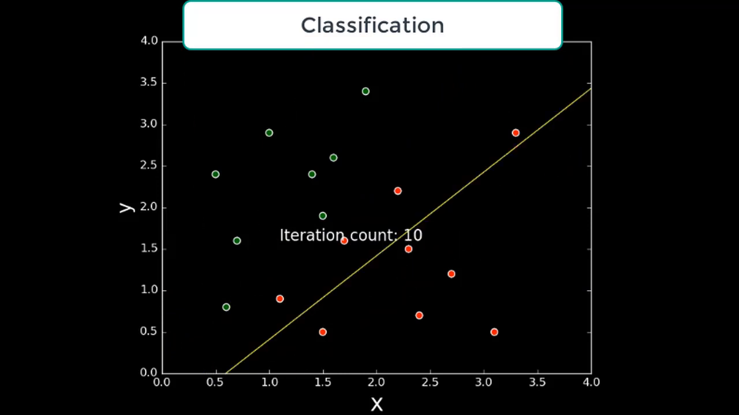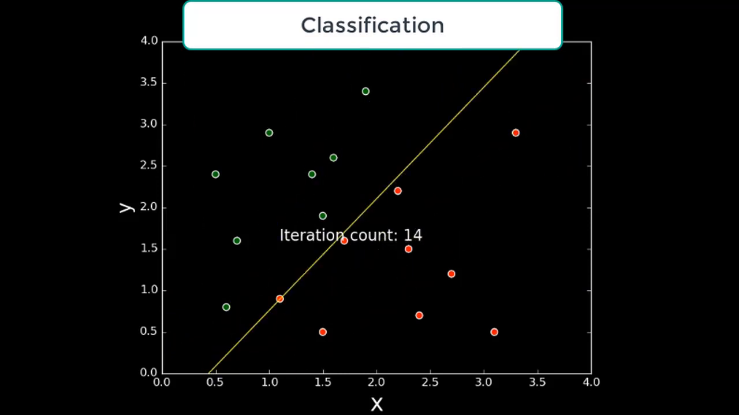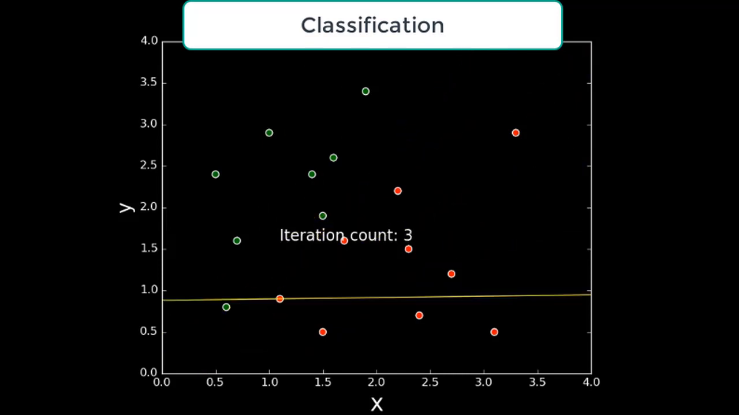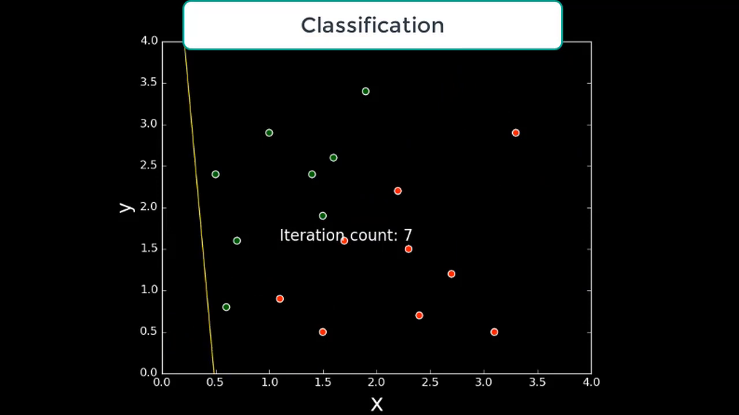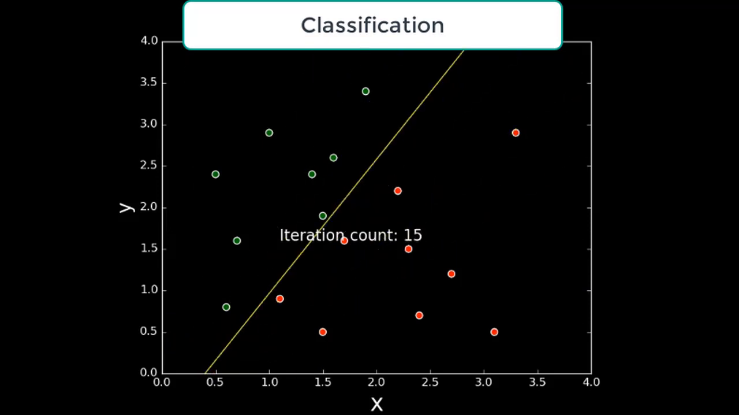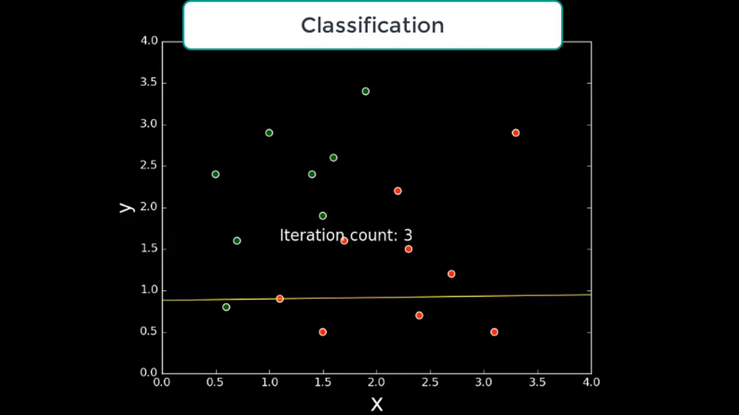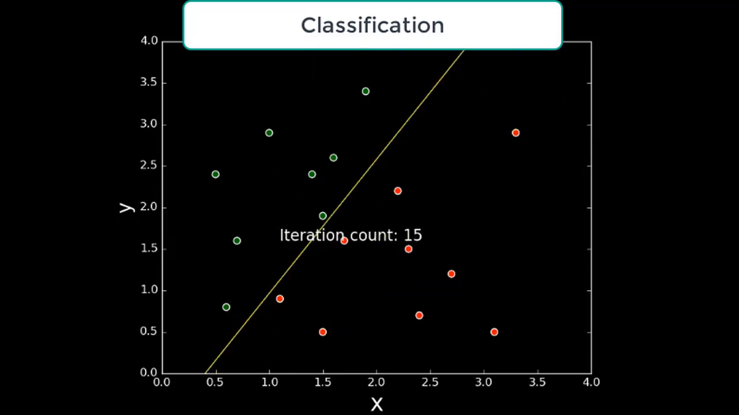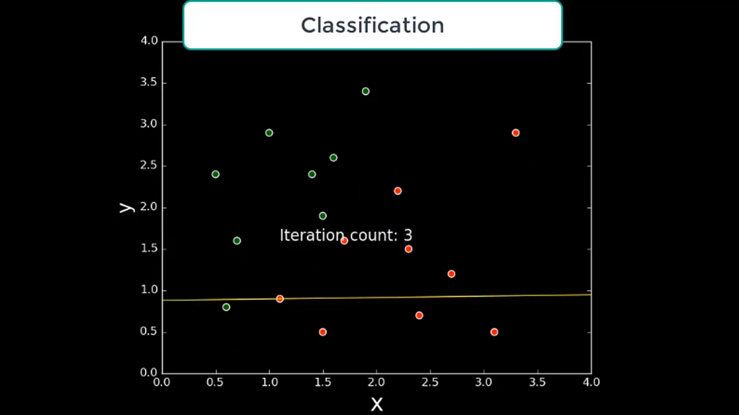The column values that are used to predict the output are called features or independent variables, and the column value that is predicted is called the dependent variable or label. On your screen, the yellow line represents the decision boundary, and it is trying to classify the green and red dots. We can see the instances of the green class and red class on each side of this line.